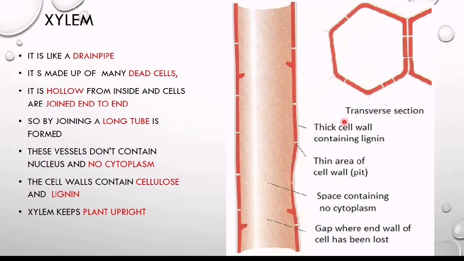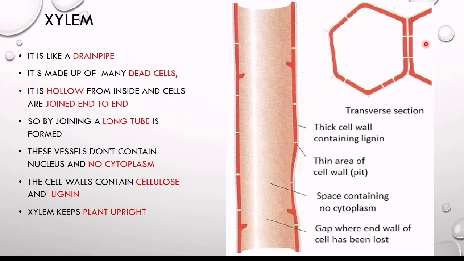The first part of this transport system is called xylem. Xylem is a long tube. You can see that this is a long tube and it acts like a drain pipe and it is empty from inside. The walls are very strong and very thick. Why are the walls so thick? Because there are additional substances like lignin. Cellulose is already present, but when lignin is added, it becomes thicker and harder. So it provides protection and more thickness.